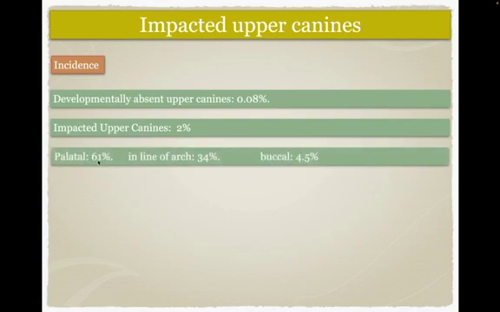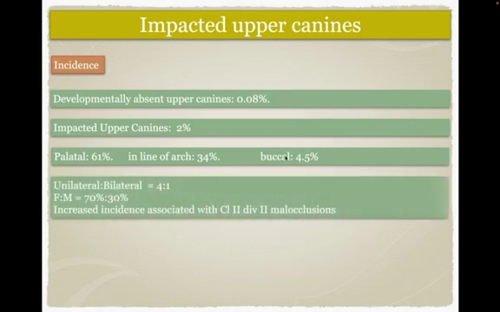Now the most common form of the impaction, in 61% of the population, is palatal, then in the line of the arch in 34% of the population, and the least common type is the buccal impaction in 4.5% of the population. It's more often to see it unilateral compared to bilateral, so it's 4 times more to see unilateral impaction of the canine. Females are more affected than males, 70% compared to 30% of the population.